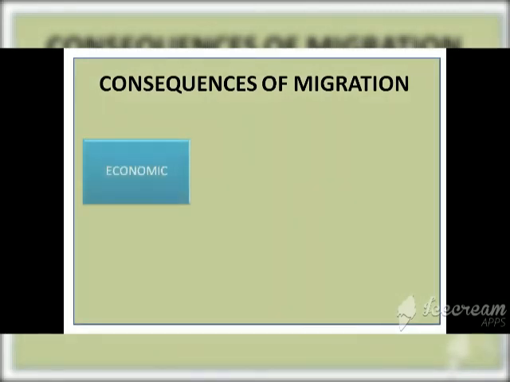There are many consequences of migration. For example, we have some economic consequences. Consequence means the result. So what can be the result? Some remittances from the international migrants are one of the major sources of foreign exchange. In the year 2002, India received 100 billion US dollars as remittances from international migrants. So there are some positive economic consequences because of migration.